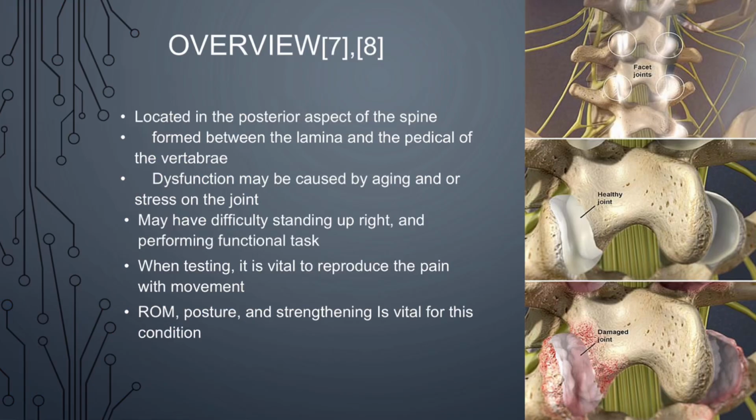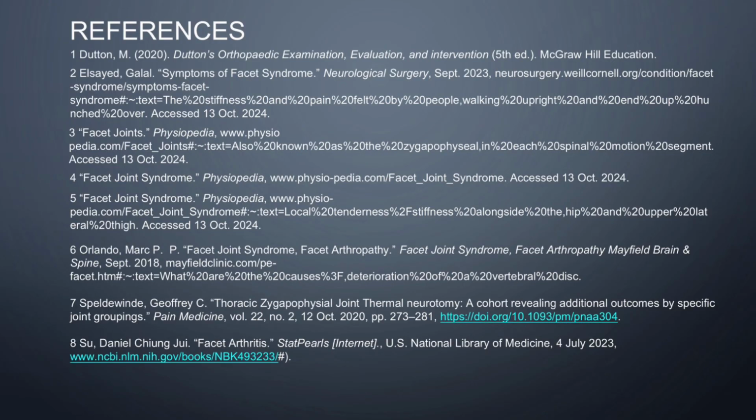So the overview. These joints are located in the posterior aspect of the spine, formed between the lamina and the pedicle of the vertebrae. Dysfunction may be caused by aging and or stress on the joint. You may have difficulty standing upright and performing functional tasks. When testing, it is vital to reproduce the pain with movement. Range of motion, posture, and strengthening is going to be vital through the rehabilitation process. Your reference. Any questions?